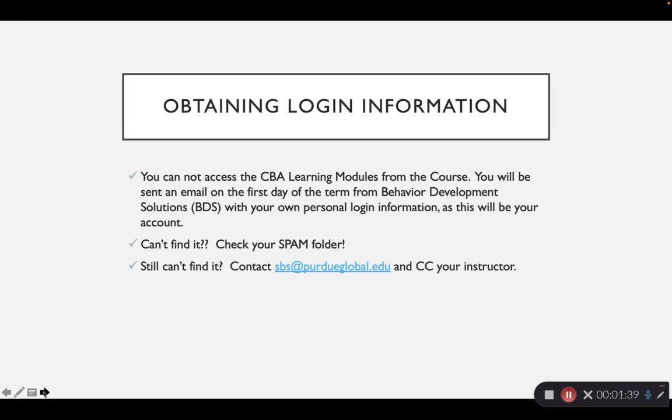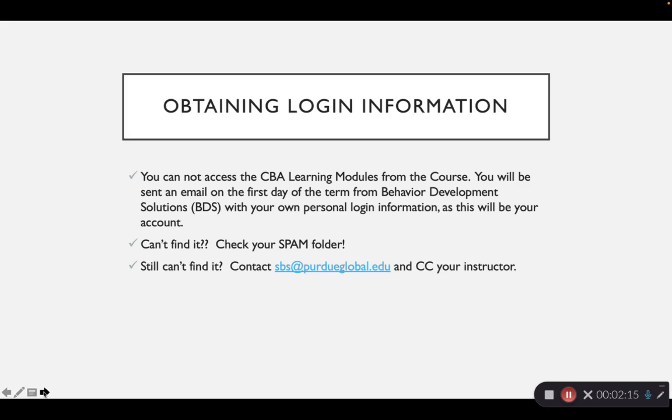So once your coursework is done, you will still have access to the Behavior Development Solutions site and the CBA learning modules in order to use that as a study tool as you get closer to the time in which you would be preparing for your exam. So be mindful that you cannot access the CBA learning modules directly from your Purdue Global course, but it will be your own account.